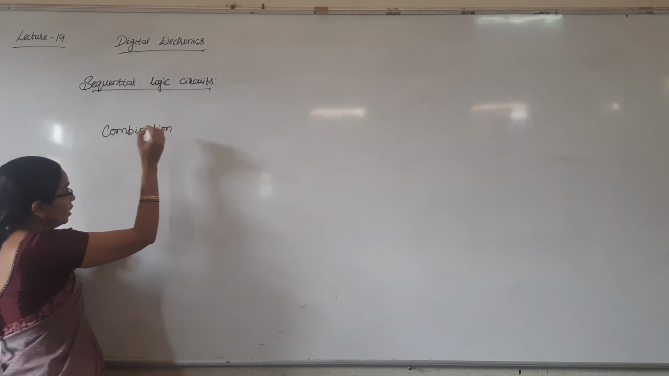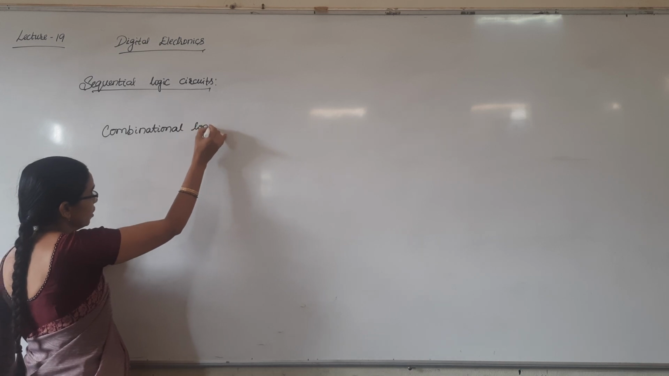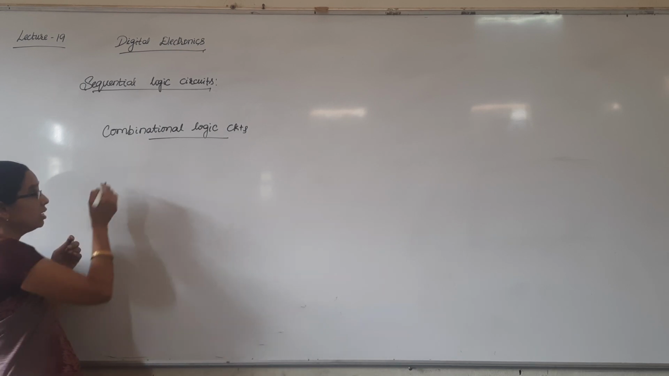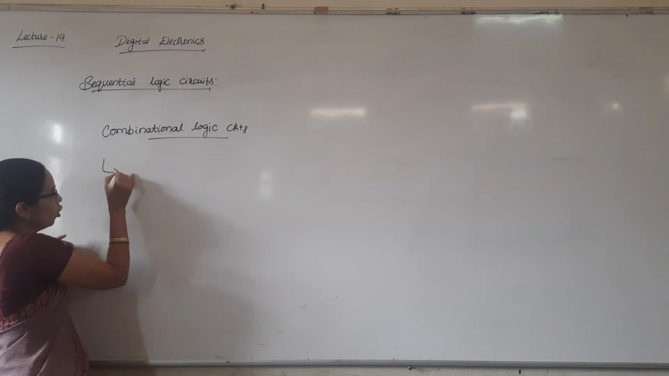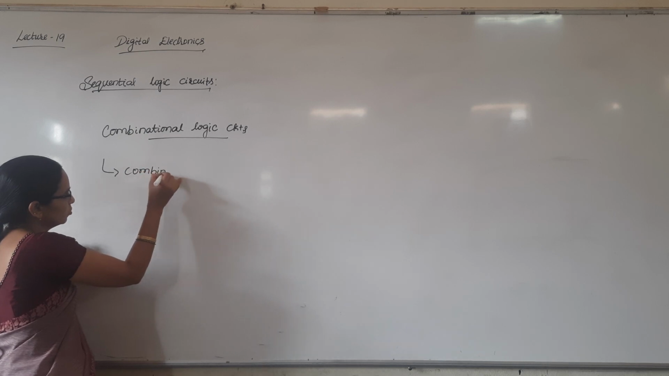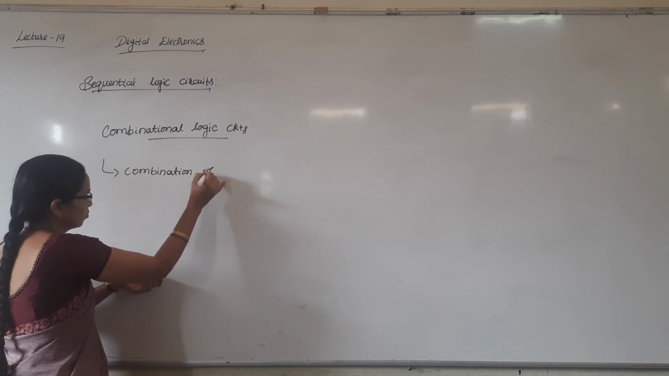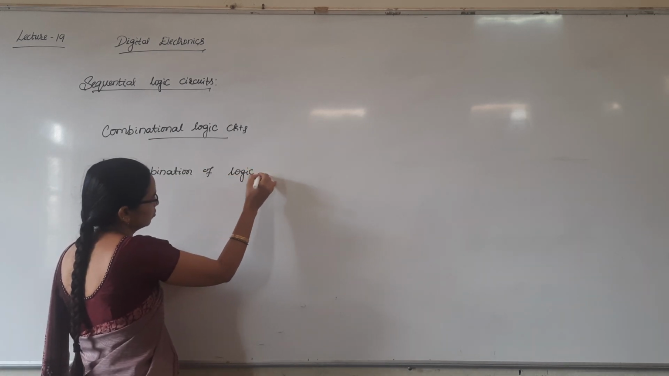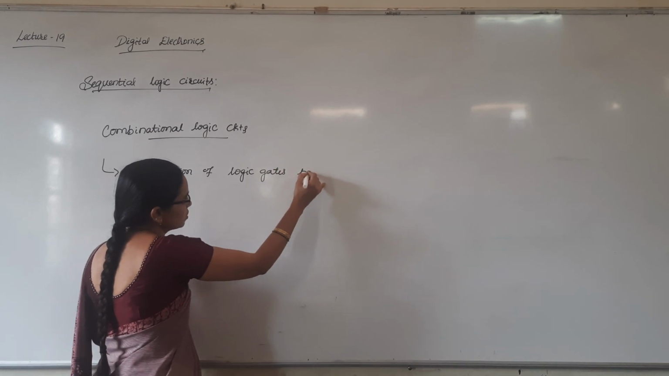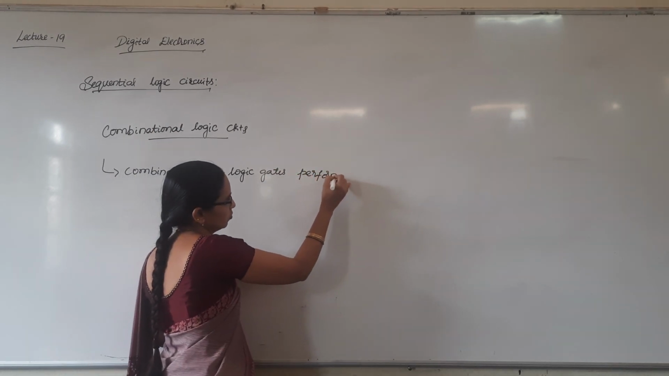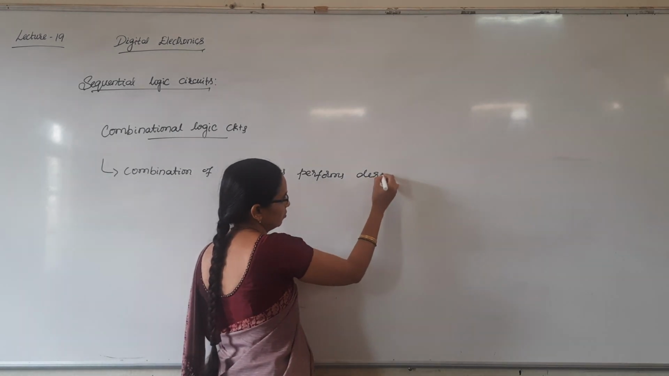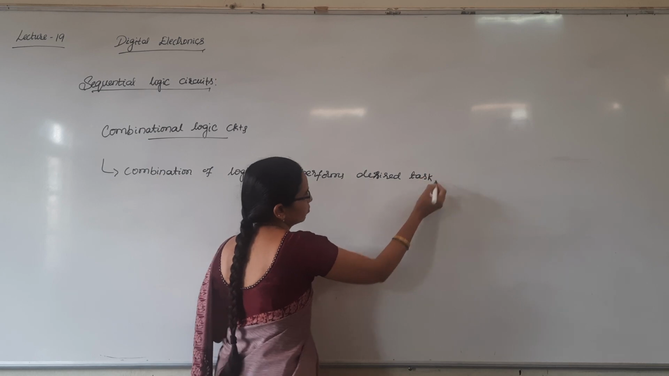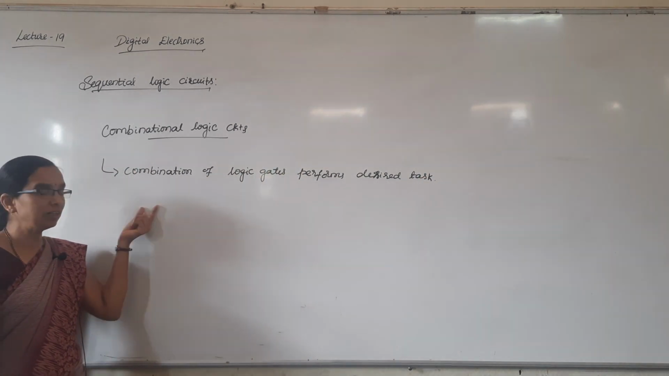Before going to study the sequential logic circuits, we have already studied combinational logic circuits. What do you mean by combinational logic circuits? A combinational logic circuit is a combination of logic gates that performs a desired task, a desired function. Okay, that is nothing but combinational logic.